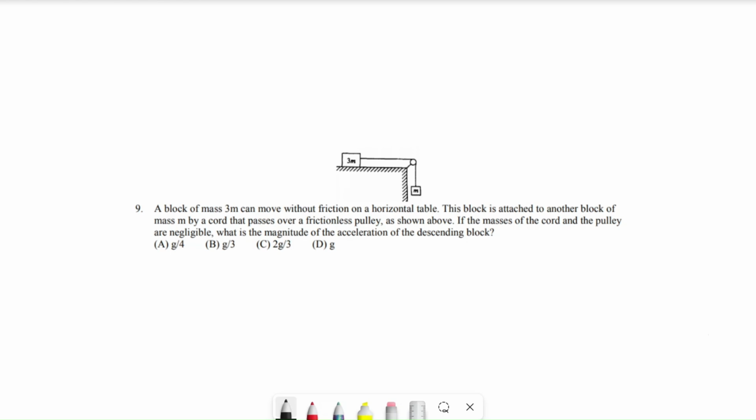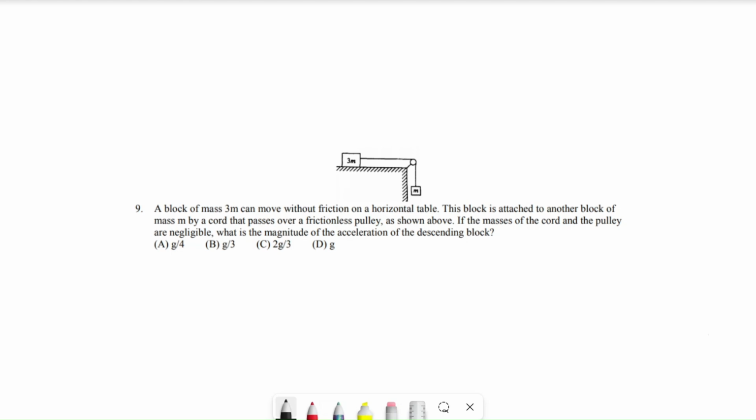Hello everyone, welcome back to another AP Physics daily problem. Today we'll be going over a dynamics problem. Today we have question 9 from the MIT AP Physics 1 workbook that will be in the description down below for you guys to check out and to follow along. With that being said, let's go ahead and read the question.